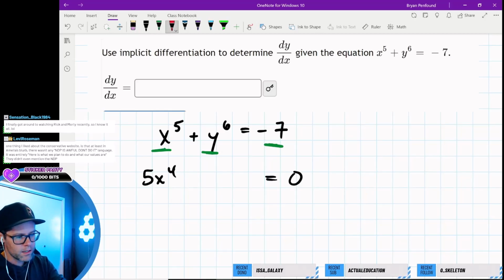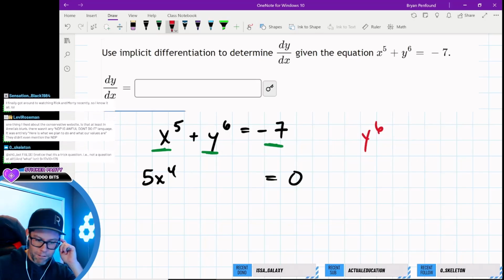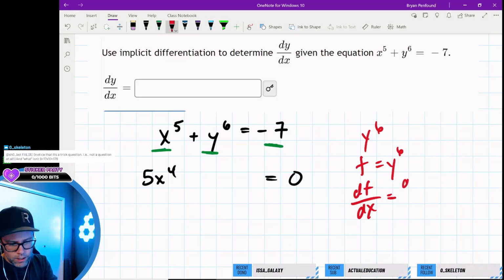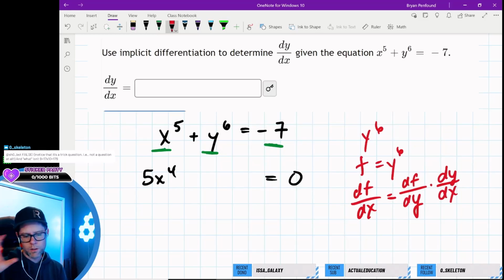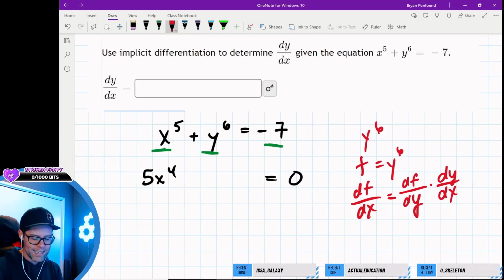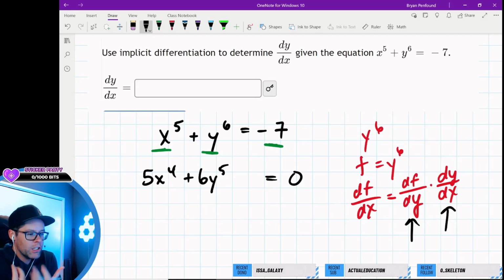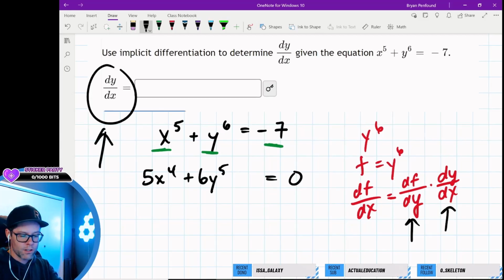The tricky part is thinking about y to the 6. So y to the 6 is technically a function of x. So if y to the 6 is a function of x, then the chain rule says if I take the derivative of this with respect to x, I should be taking the derivative of f with respect to y, and then multiplying by the derivative of y with respect to x. So that's what the chain rule is going to say here, because we're going to think about it as a function of x. We know the derivative of y to the 6 is 6y to the 5. So we're going to get 6y to the 5. So that's this part. And then we're going to multiply by dy/dx. We don't actually know what that is. That's what we're trying to solve to answer this question.